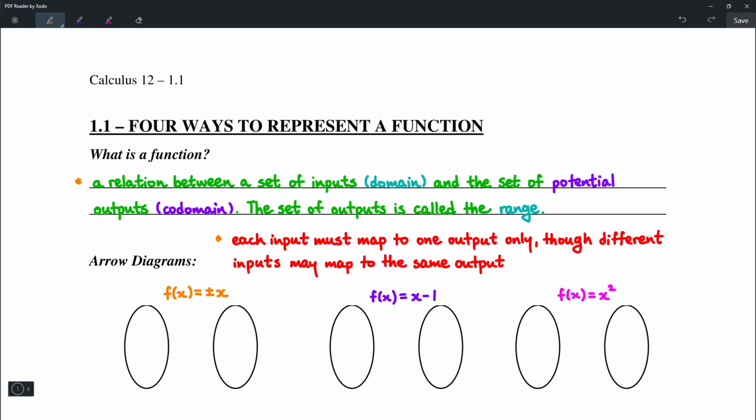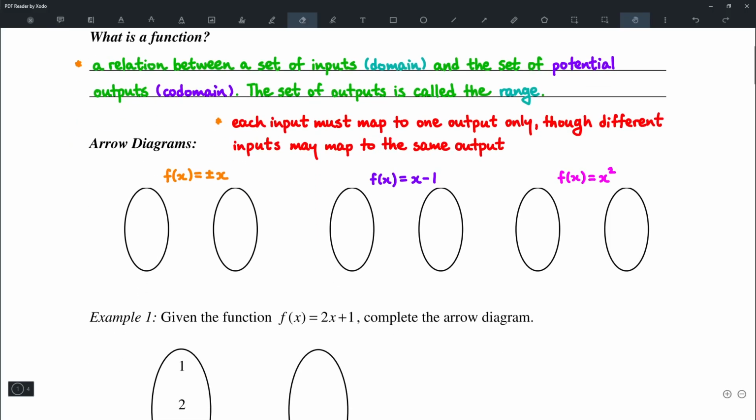So first we have f of x is equal to positive or negative square root of x. So let's say x is equal to 1. Then we have two different values in the range. It could be positive 1 or negative 1. So this makes it not a function and just a relation between the domain and the range.